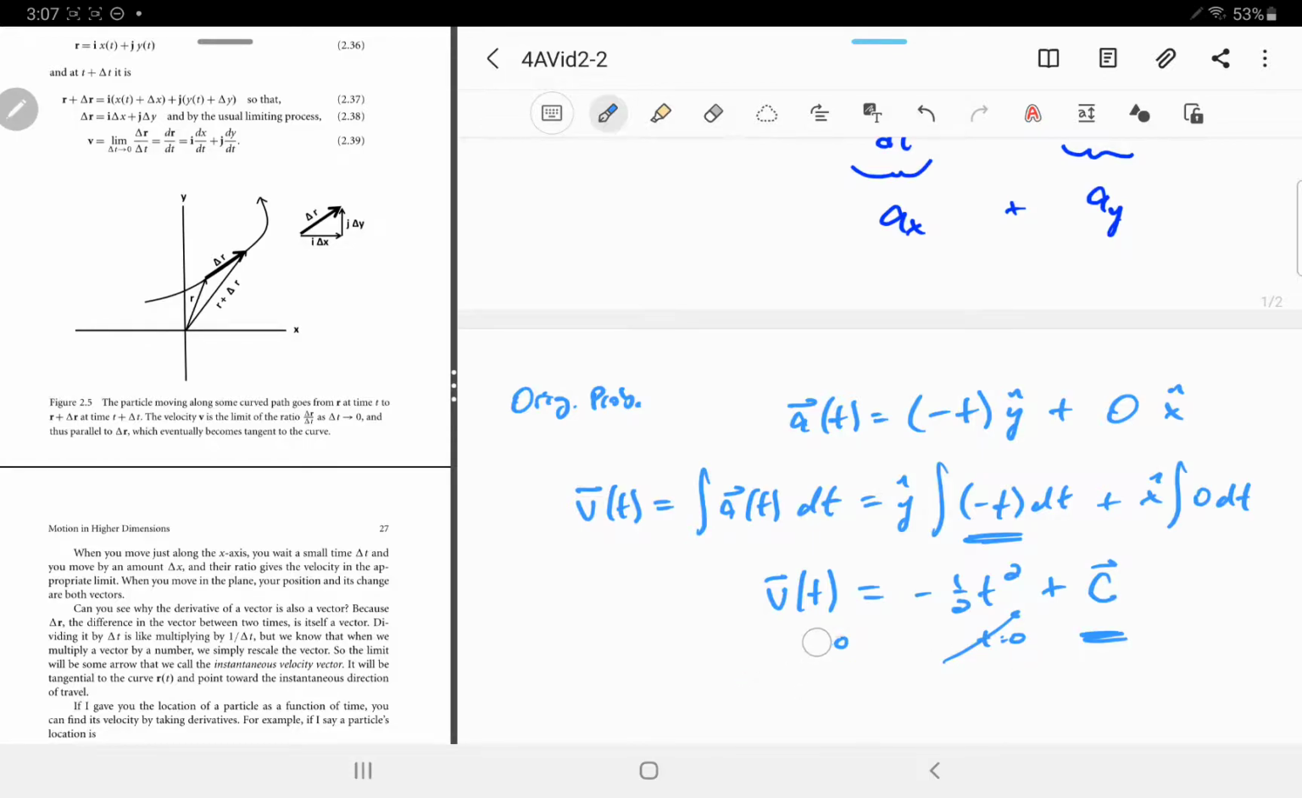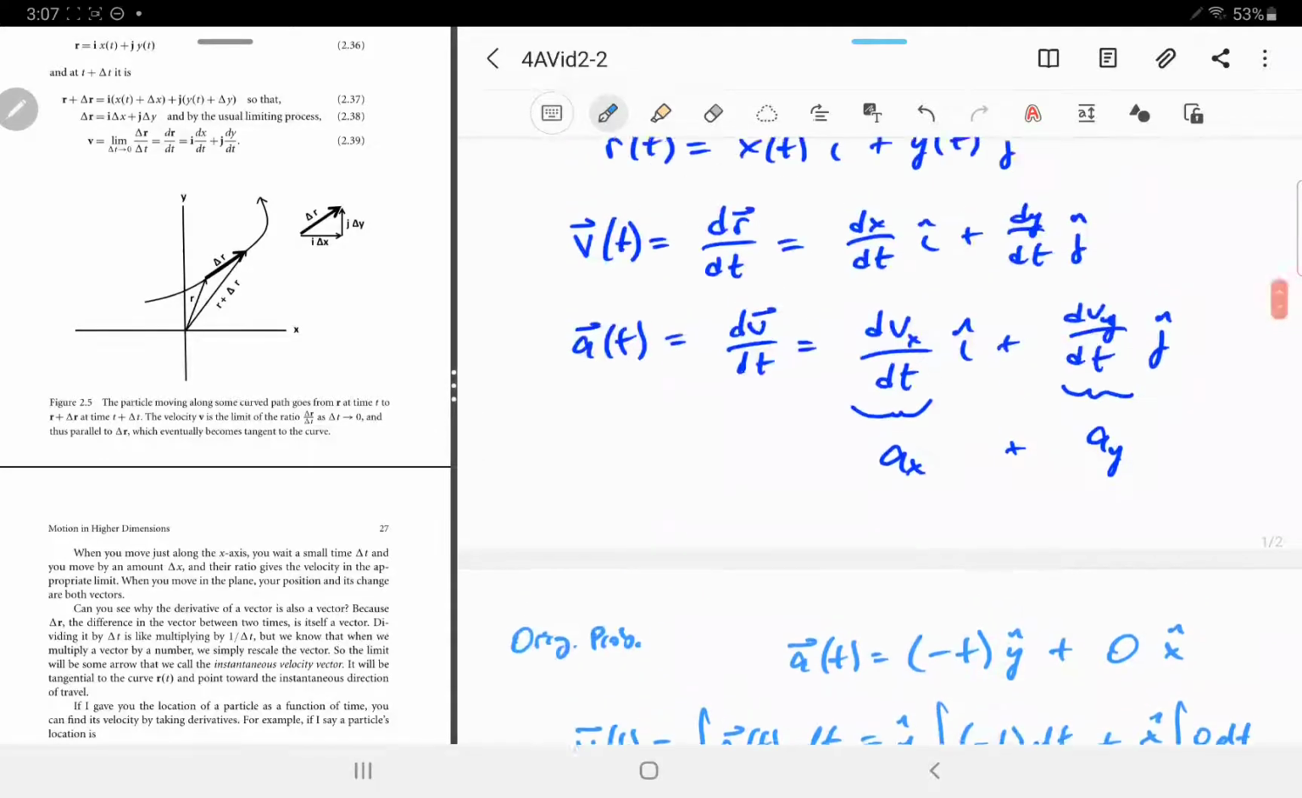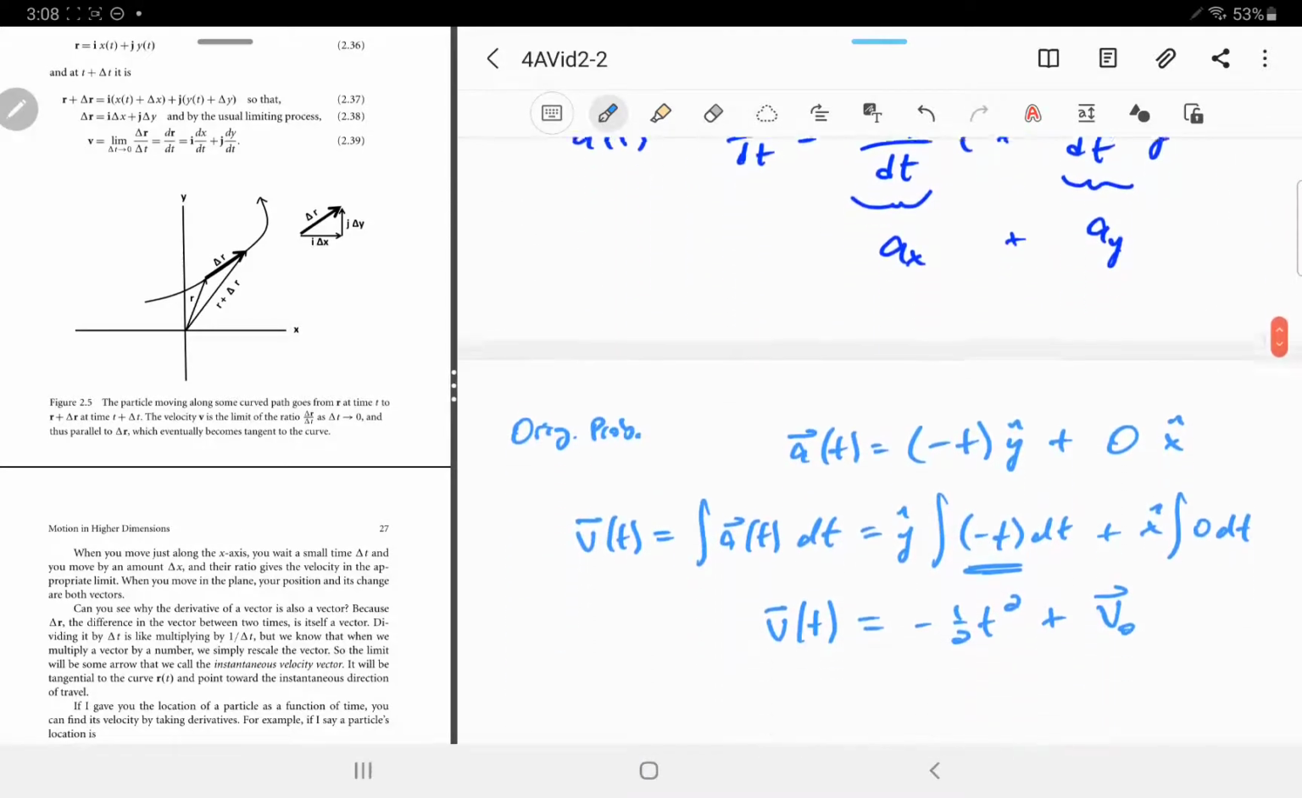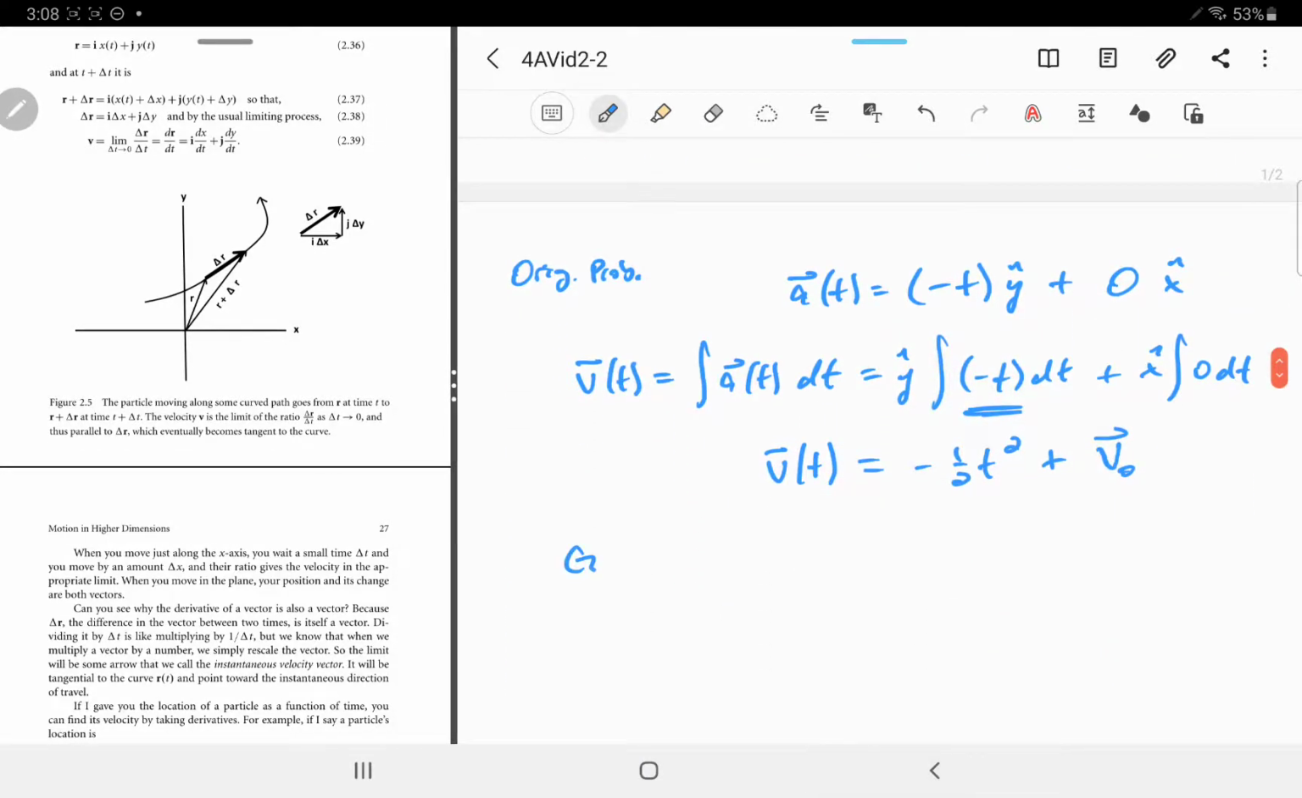So because of that, instead of writing c, we can be a little bit more specific and say that it's going to be the initial velocity vector. Right? It's the velocity when t equals 0. And we know this from the problem statement. This is what we're given. We're given that v naught is minus 2 meters per second.